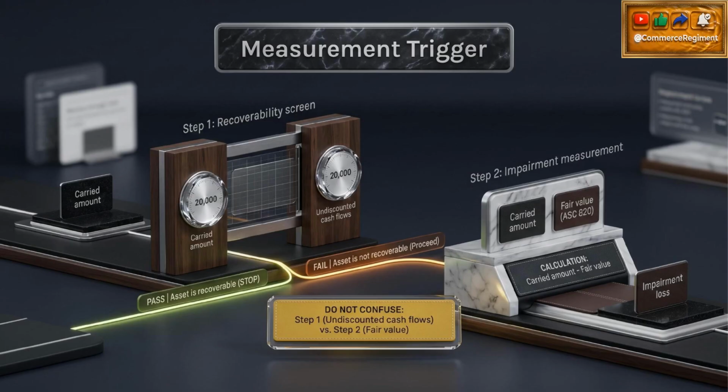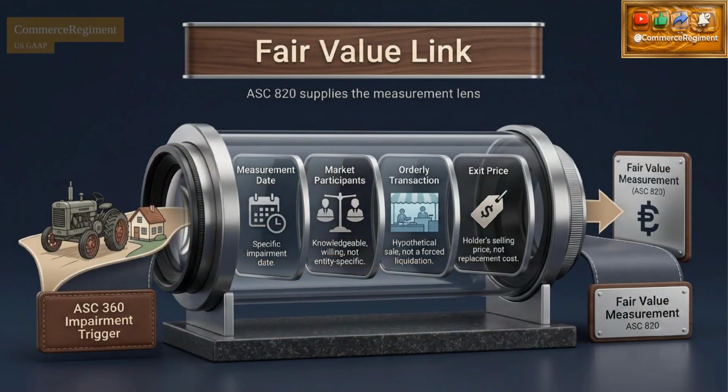Step 2 measures the impairment loss using fair value, not undiscounted cash flows. This distinction is critical. The screen answers, is the asset group recoverable? Measurement answers, how much loss should be recorded? Once measurement is triggered, ASC 360 points us to ASC 820 for fair value. Fair value is an exit price at the measurement date based on an orderly transaction between market participants. It is not the entity's own wishful selling price, and it is not the cost to replace the asset. The measurement should reflect market participant assumptions, normal market exposure, and conditions at the impairment measurement date.